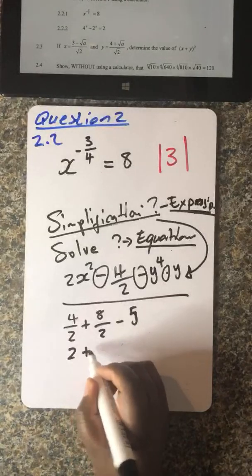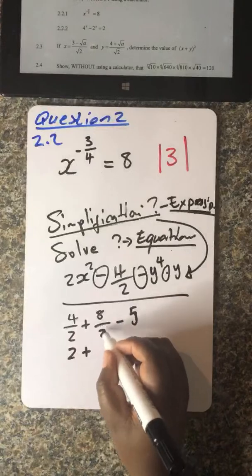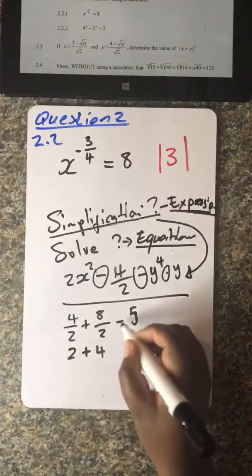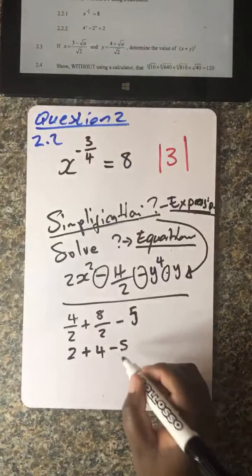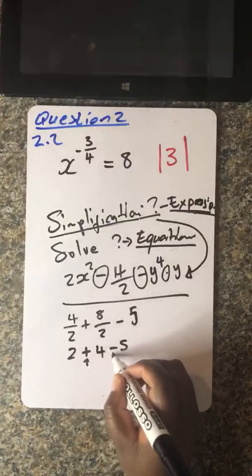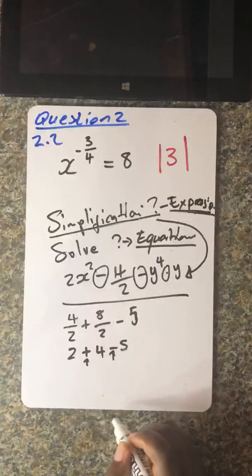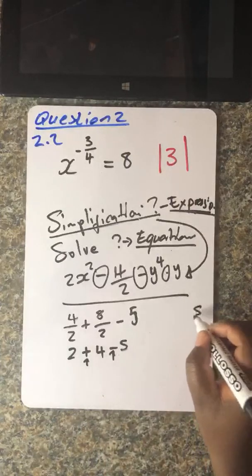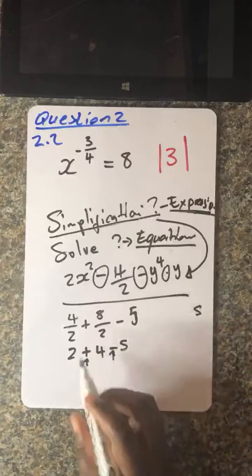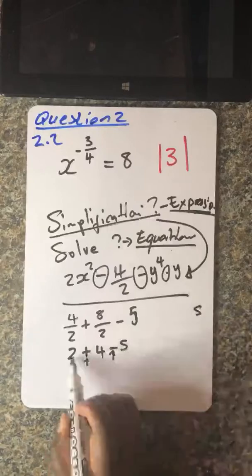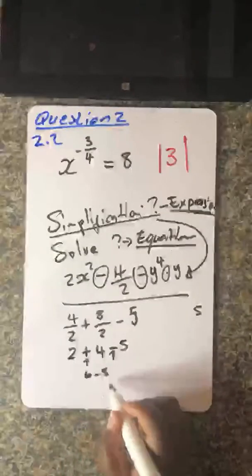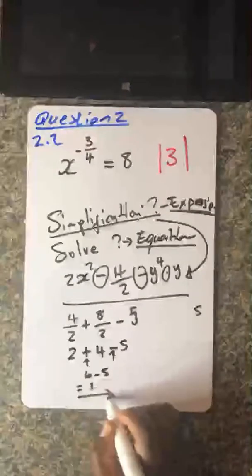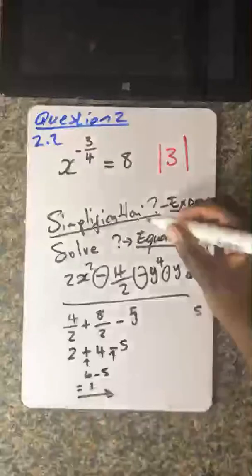Okay, plus 8 over 2, it equals 4, minus 5. Now you know you have to apply BODMAS to know which one to do. BODMAS ends with S, so that means this is the last one to use. Then you say 2 plus 4 minus 5 equals 1.